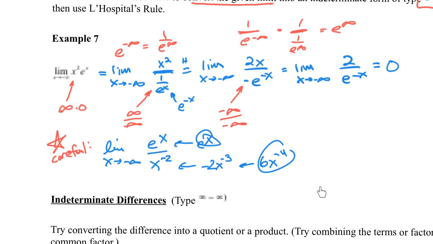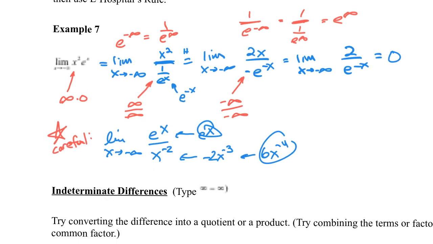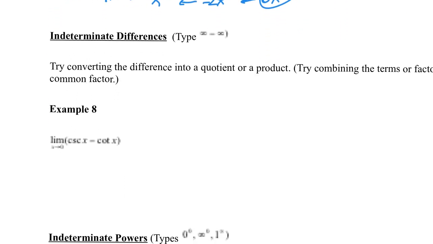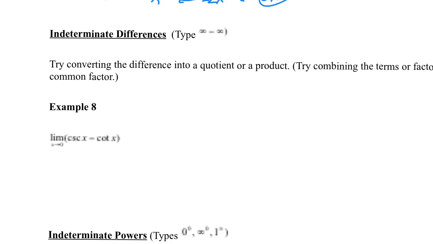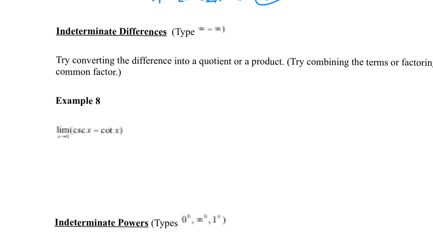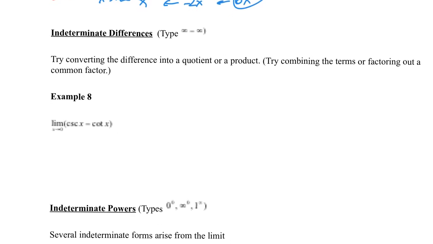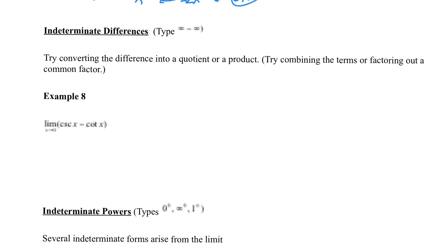So another thing that we will see is what's called indeterminate differences. And this is of the type infinity minus infinity. So when we get one of these, you want to try to convert differences into a quotient or a product. And basically what we want to do is try combining the terms or factoring out a common factor.